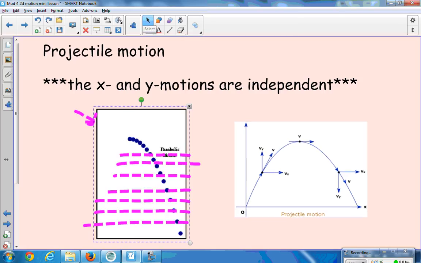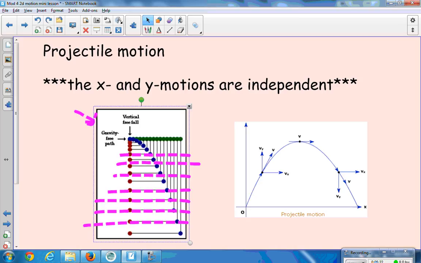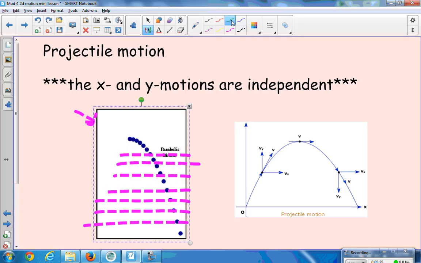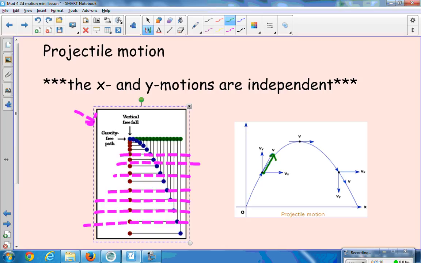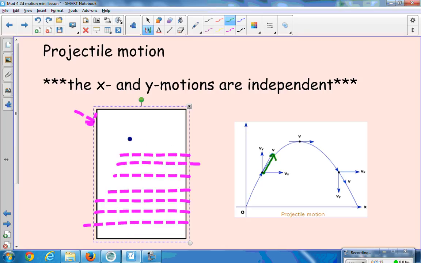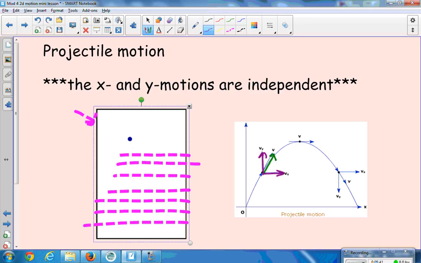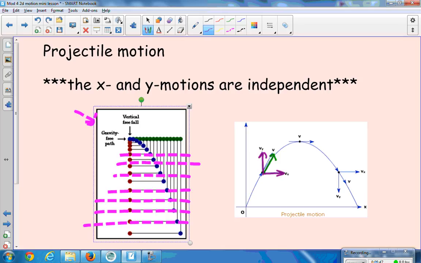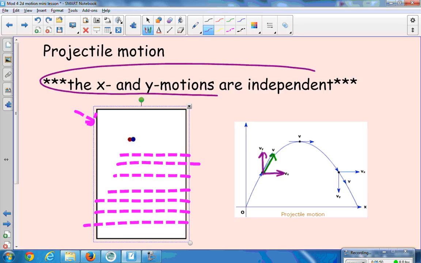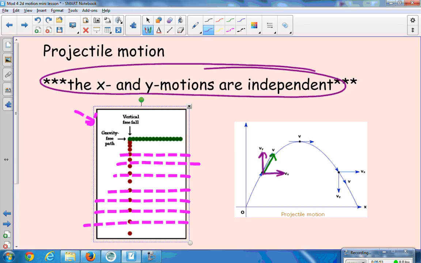Over here, I have a little more kind of physicsy diagram, where we have a velocity vector indicated. This is the velocity vector. Remember, a vector has two components, direction and size. And it's split up, or resolved, which is the official word, into two parts. We've got the y, or vertical part, and the horizontal part. The big idea we've got to have is that the x and y motions are independent. And this is great because it makes our lives so much easier.